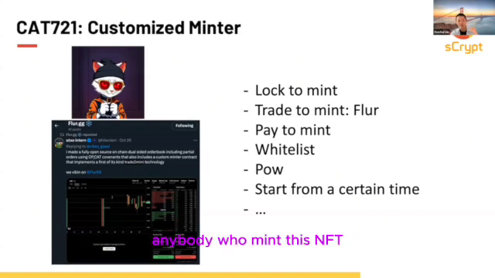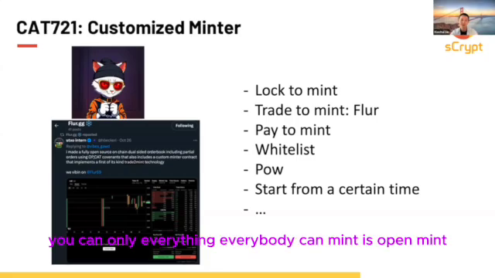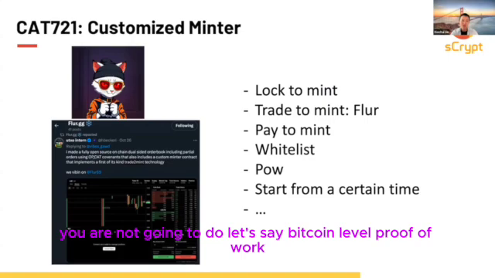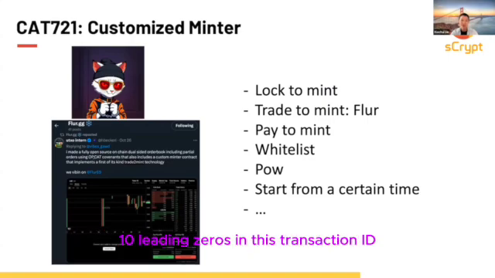Of course, you can have a lot of other mechanisms. For example, you want to say, hey, anybody who mints this NFT has to pay the artist, I don't know, let's say 1 Bitcoin or something like that. Everybody can mint, it's open mint, but you have to pay. Or you can say only certain addresses can mint. You can do a whitelist. Also you can do, let's say, proof of work. Of course, you are not going to do Bitcoin-level proof of work. You can say, if you find, I don't know, 10 leading zeros in this transaction ID, then you can claim some NFT. Or you can say the minting can only start, let's say, 2 weeks from now, or at block height, let's say, 100,000. You can specify all these kinds of conditions by just customizing your own minter contract.